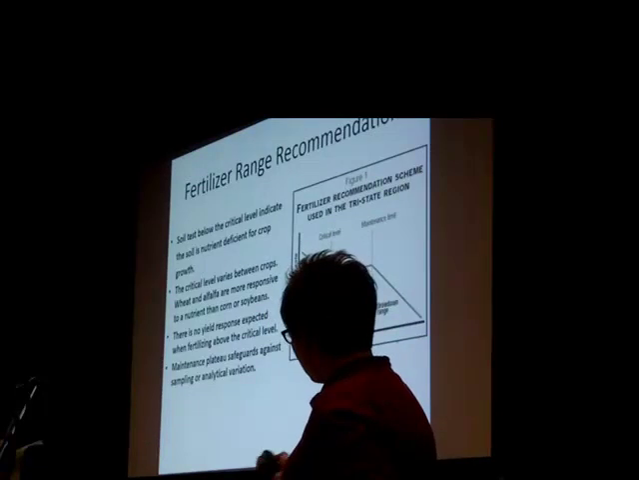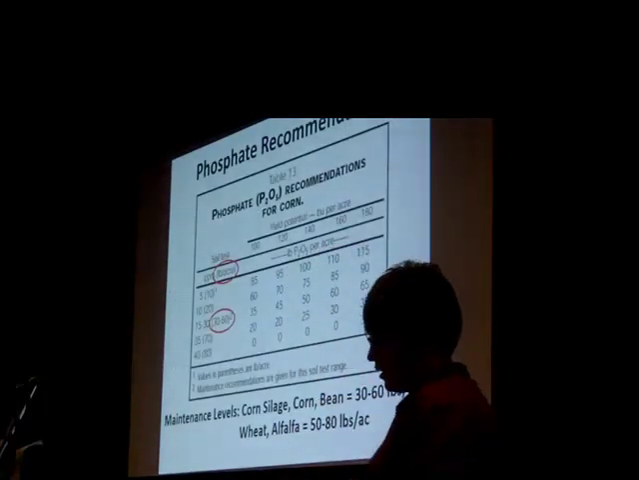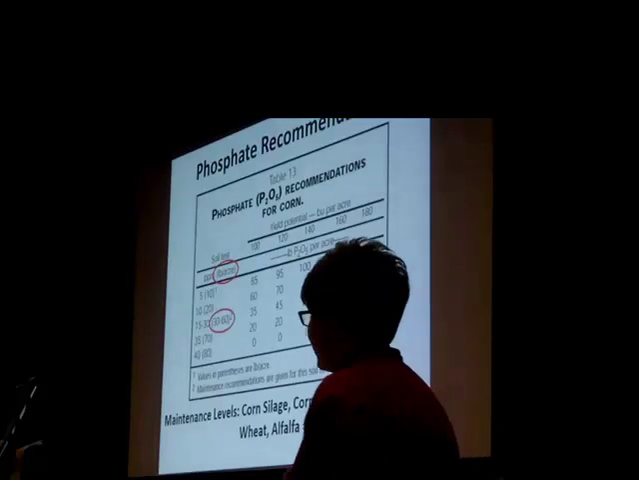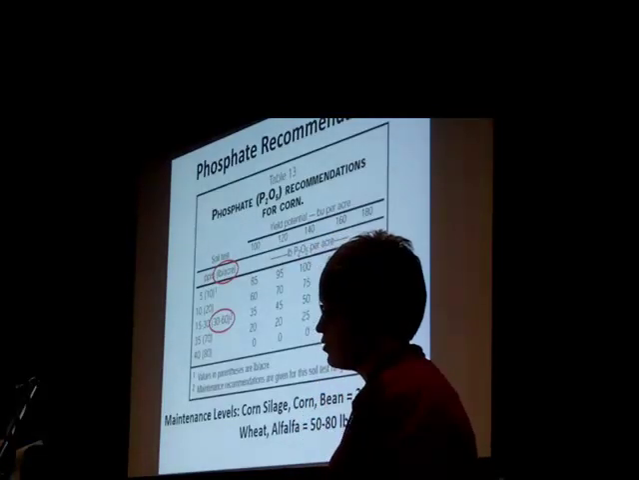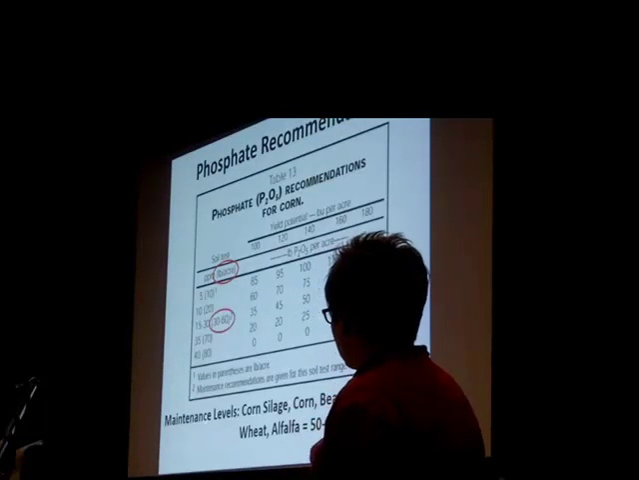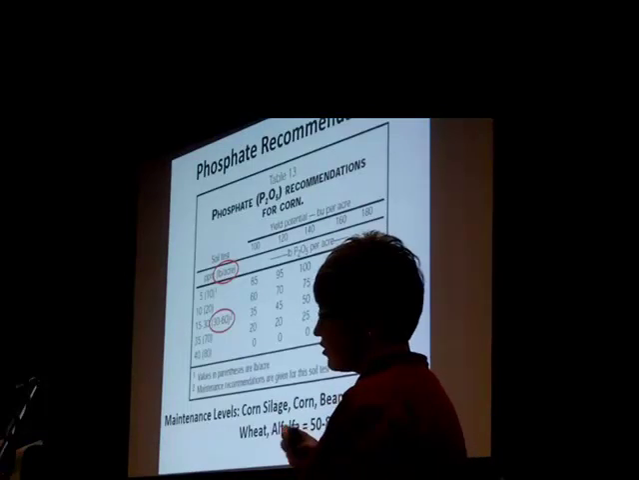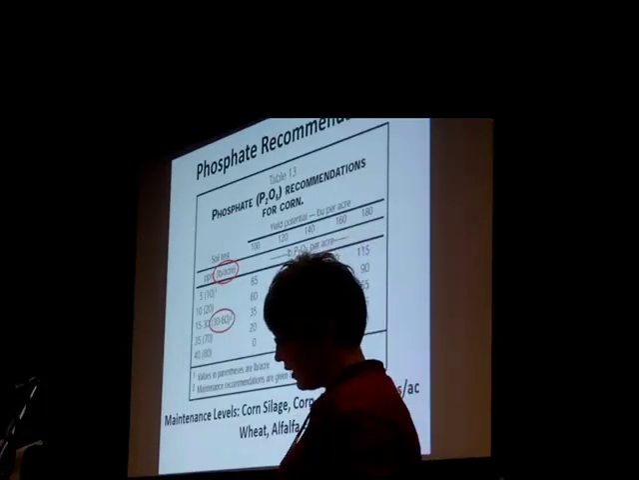When we look at the phosphate recommendations coming out of the Tri-State, again, you need to really pay attention. Are you reading in the parts per million column or the pounds per acre column of the soil test? It gives you both. You just have to know how to read your soil test. So we go back to the maintenance ranges: for corn silage, corn and beans, it is 30 to 60 pounds per acre. Wheat and alfalfa is 50 to 80 pounds per acre.